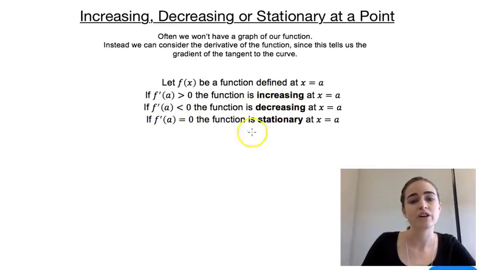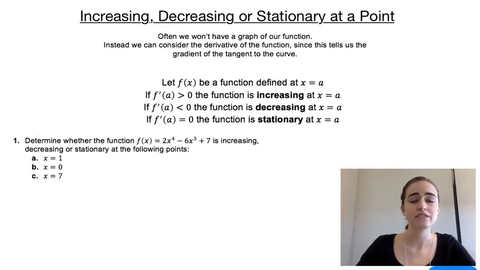And if it's equal to 0, then our function is stationary at that point. So let's have a look at some examples. Our first question says, determine whether the function f of x equals 2x to the power of 4 minus 6x cubed plus 7 is decreasing, increasing, or stationary at these three values. So the first thing we need to do, before we even worry about what those values are, is find the first derivative.